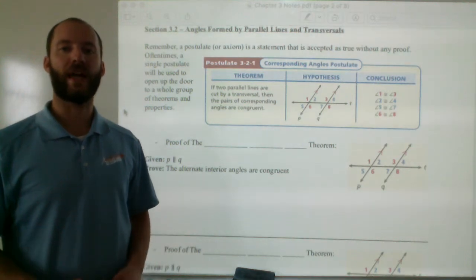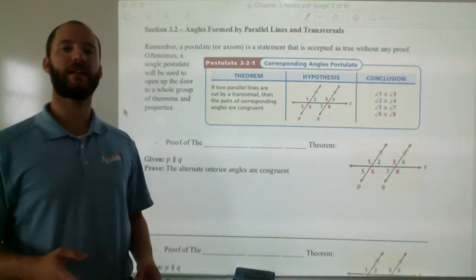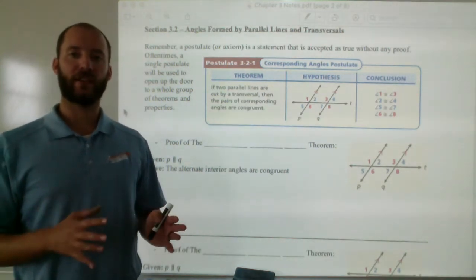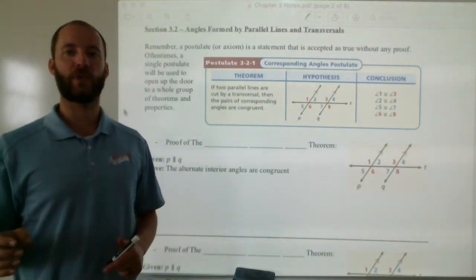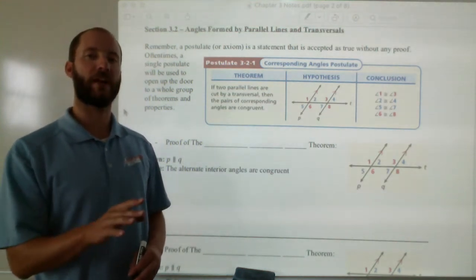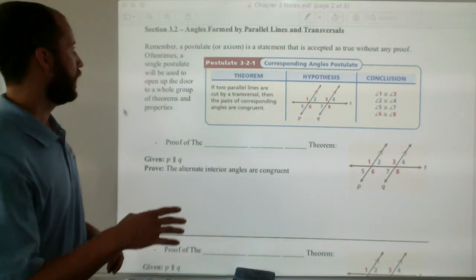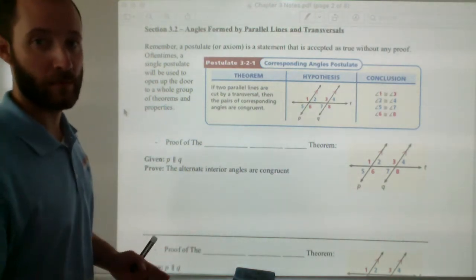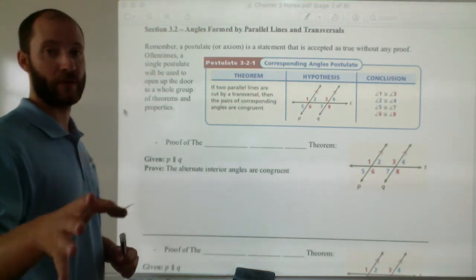Section 3.2, angles formed by parallel lines and transversals. So looking at those transversals and angle pairs, now we're going to look specifically at whether the two lines intersected by the transversal were parallel and what would happen. The first thing that would happen is we'd look at this postulate or axiom. Remember, it's accepted as true without any proof.